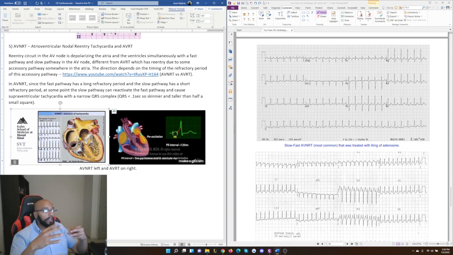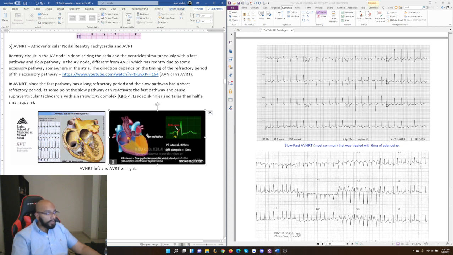And they take turns. But now the atria contract, then the ventricle starts contracting, and the atria contract again. That's going to be a problem because now you have an atria contracting against a closed tricuspid valve. You're possibly going to see cannon A waves.